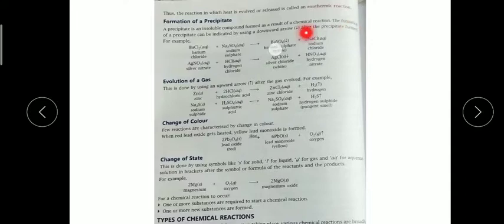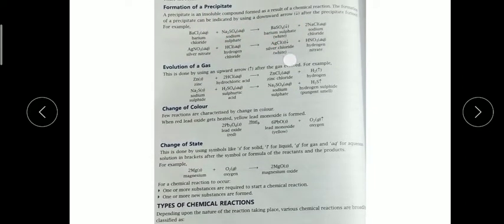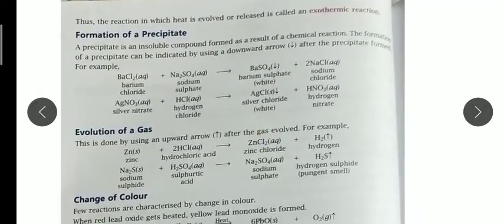And the formation of precipitate also we indicate by the arrow mark, downwards arrow. So you can see here in this product side, the downward arrow is there in both the reactions. So first reaction is barium chloride. When barium chloride reacts with sodium sulfate, it will give barium sulfate plus NaCl, sodium chloride.